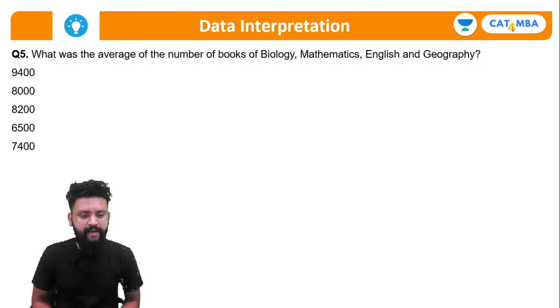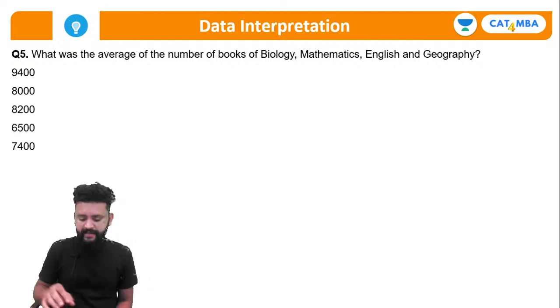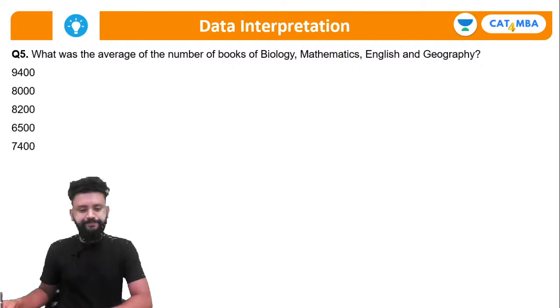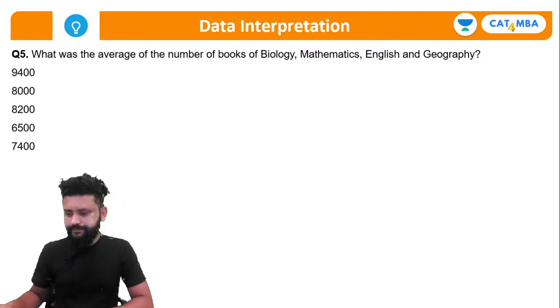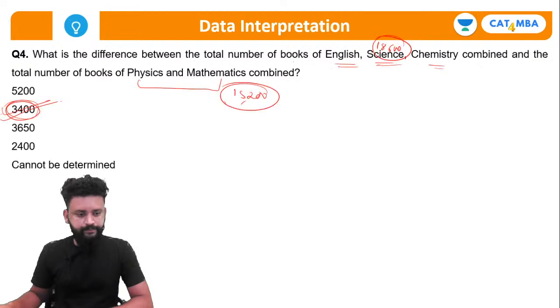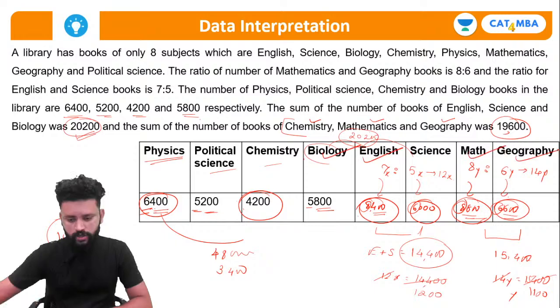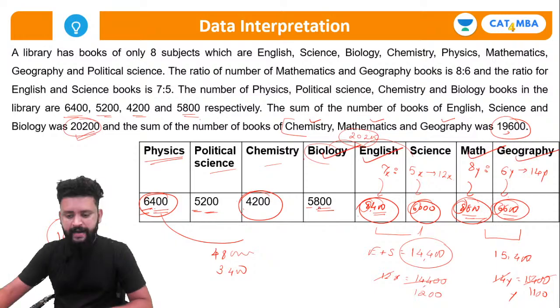What was the average number of the books of biology, maths, English, geography? That's a very simple question. Let's finish it and then we'll move to the next set. Bio, maths, English, geography का average हमें चाहिए. Quickly calculate guys. You can do it at your own. Biology, maths, English and geography. These 4 subjects we need to add and take the average of these 4 subjects.